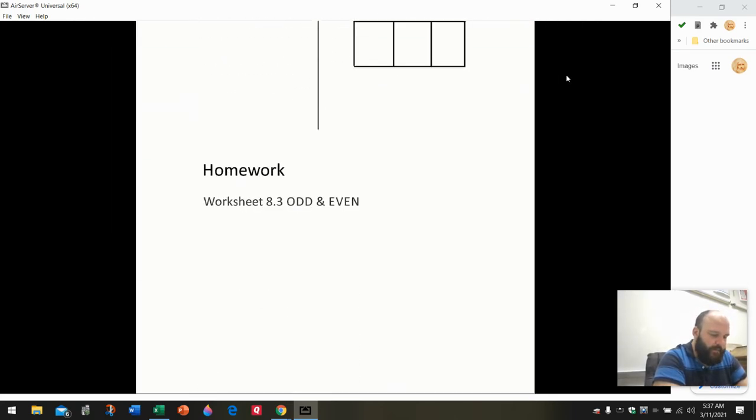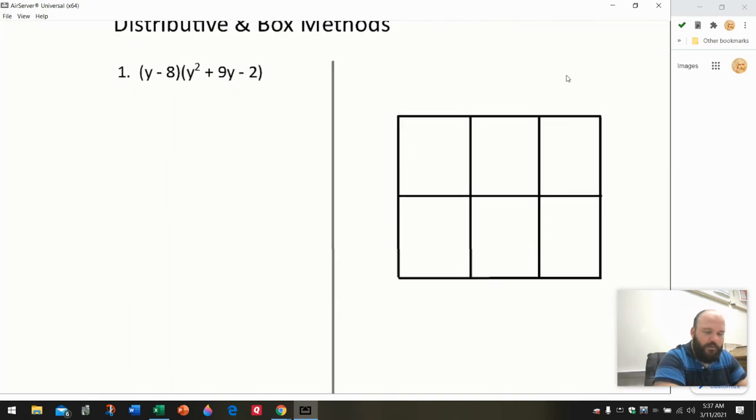So here's another example. Got 2 more examples for you. I'm going to show you the same exact thing. We'll show you kind of the distributive method, and then I will show you the box method. So the distributive method is just like we did before. We'll start with this y. It gets distributed to all 3 terms.